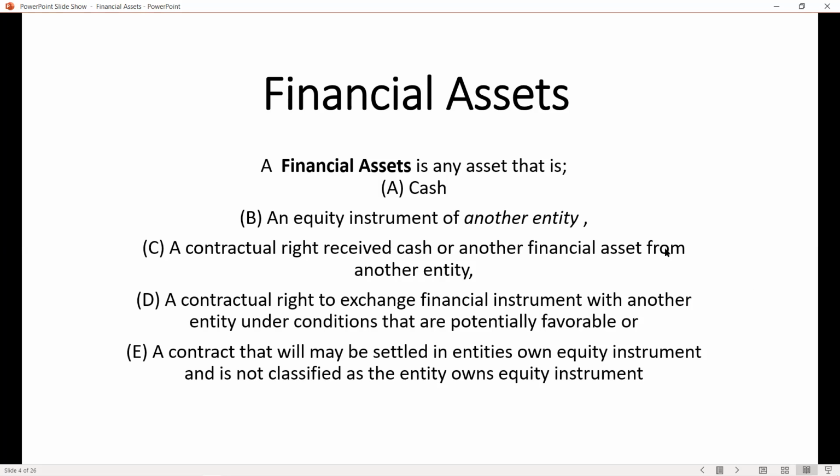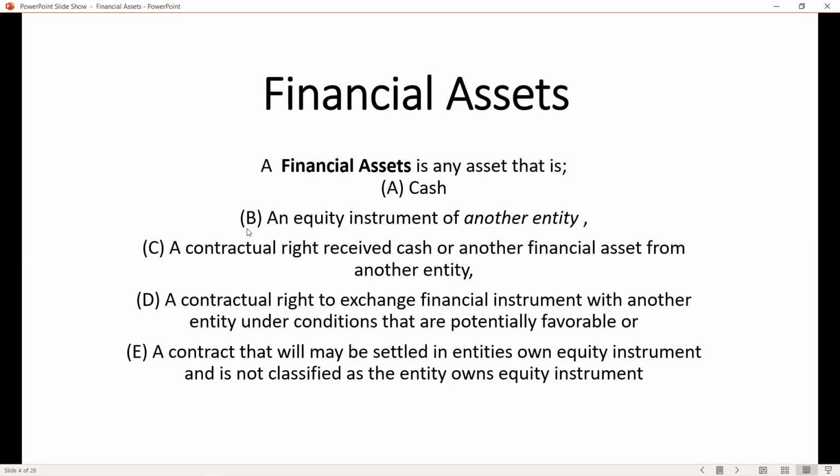This definition might help us to segregate items that are being presented, whether they qualify as a financial asset or not, because not all of the items on the asset side of the financial position of the company are classified as financial assets. So these are the only things that we need to classify. First, the cash, an equity instrument of another entity. When we say an equity instrument of another entity, it is either an investment in equity security, like a preference share of another entity or an ordinary share of another entity.